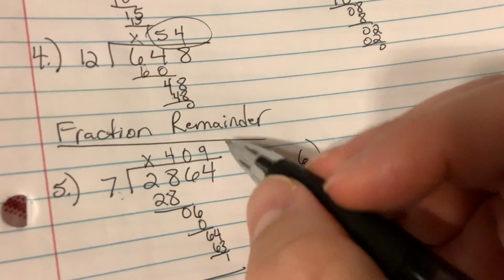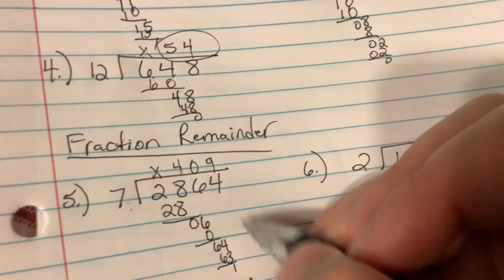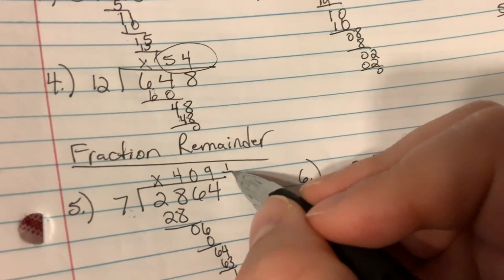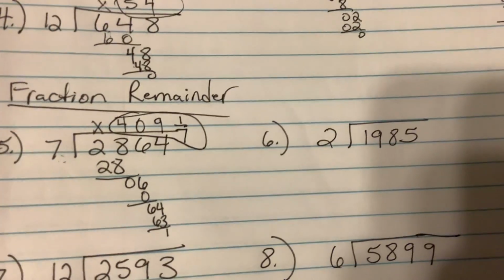Okay, and we have a remainder of 1. Because we're at the end now, we're at where the decimal would go, but we're not doing these as decimals, so we take the 1 and we put it above the 7. So 409 and 1/7. Okay.